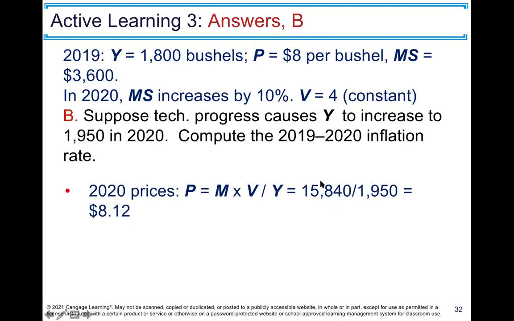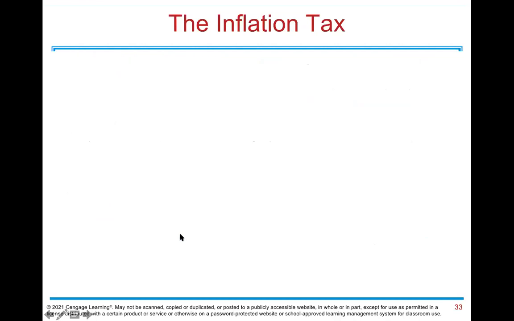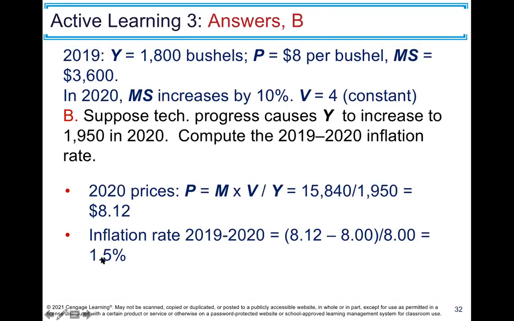So the numerator stayed the same, but the denominator is now different because now Y is a little bit higher, and we said that that's because of technological progress. So notice here, prices went up 8 to 812. If you look at the inflation rate here, 812 minus 8 divided by 8, that's only 1.5%. And that's a lot less than the 10% that we saw.